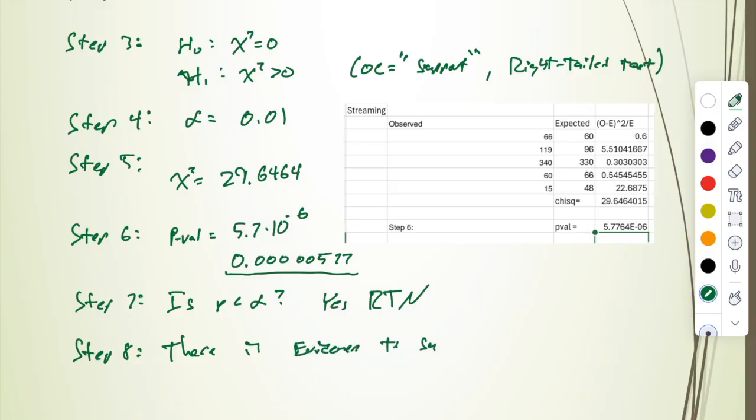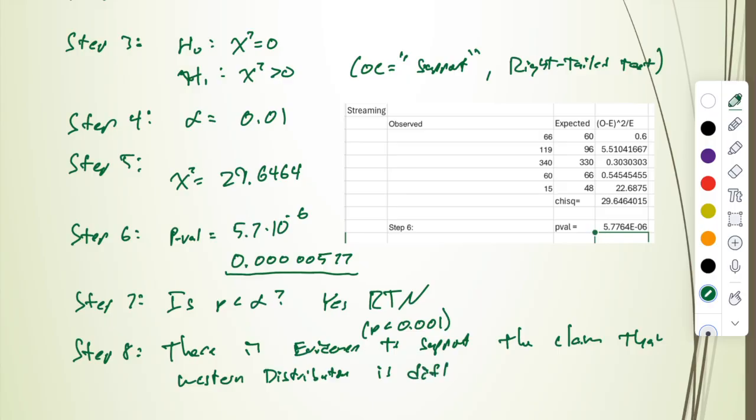to support the claim that Western, and I need to put in my evidence, P less than 0.001. Okay, I'm not going to put in this 10 to the negative 6 business. All we need to know is that it's less than 0.001. Western, let's see, there is evidence to support the claim that the Western distribution is different from national average.